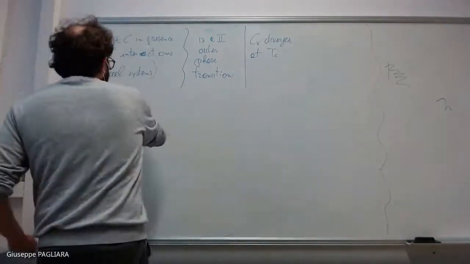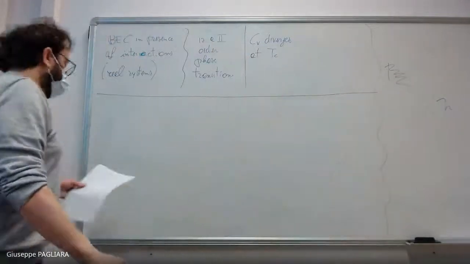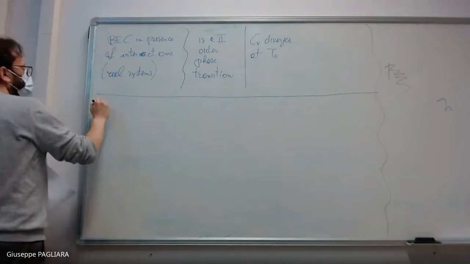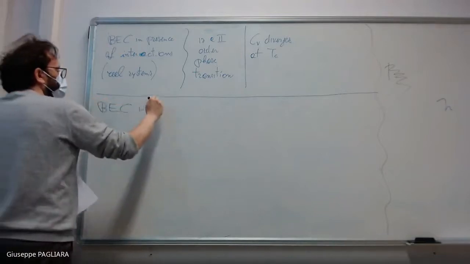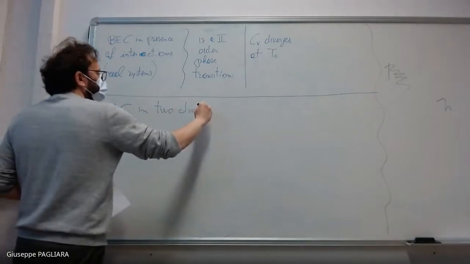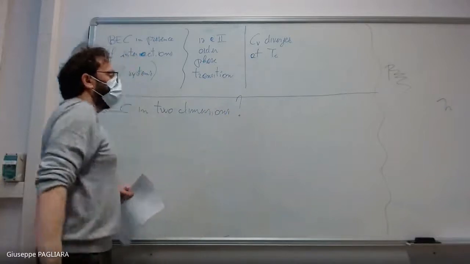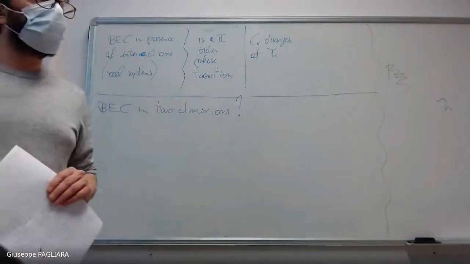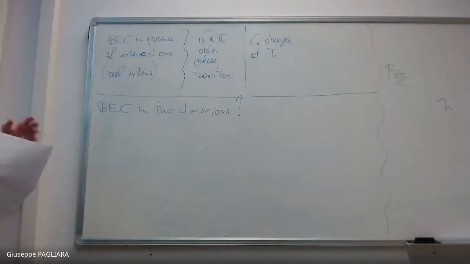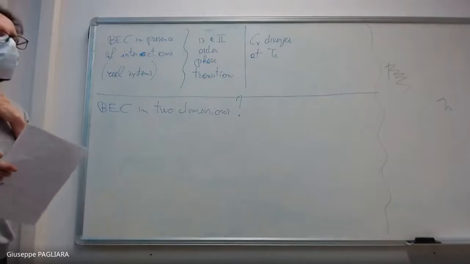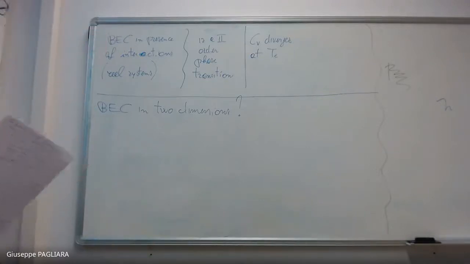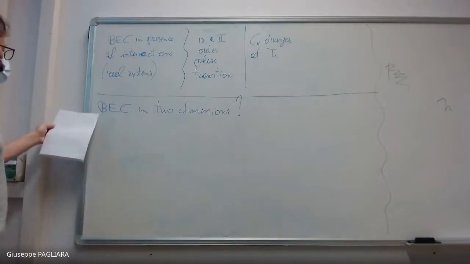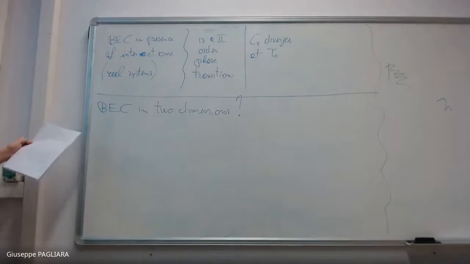Two more comments, and then I think it's really over. The first thing is the following. Is there BEC in two dimensions? So if we were in a world with two spatial dimensions instead of three, is there again a BEC? Well, the answer is no. And this is interesting because the occurrence of a phase transition depends also on the dimensionality of the system, whether we are in two dimensions, three dimensions, or more. And the reason is actually simple, and that's why I'm telling you this.